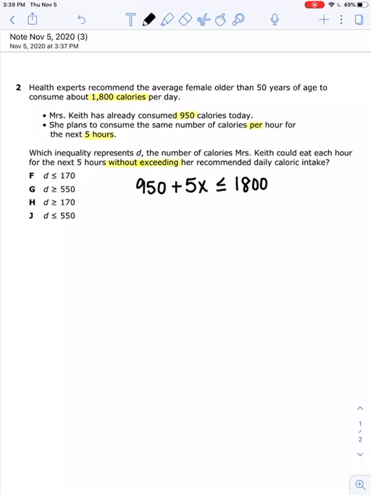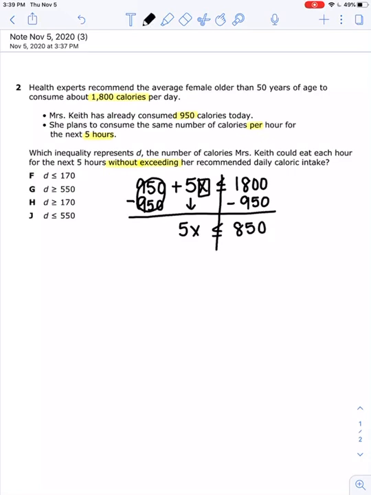From here, I'm going to box my variable and draw my line. Since 950 is a positive amount, I'm going to do the opposite of 950, which is to subtract 950 from both sides, leaving me with 0. 5x stays the same. Our inequality sign stays the same. And when I subtract, I get 850.